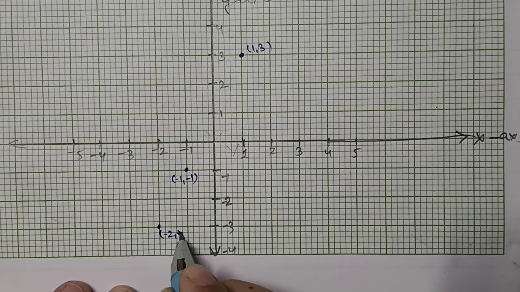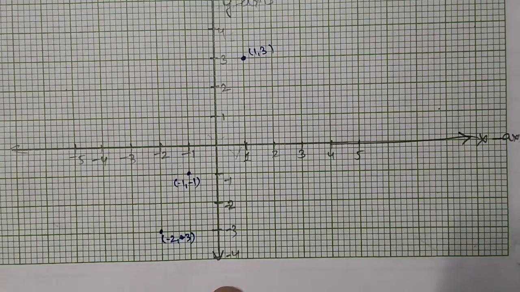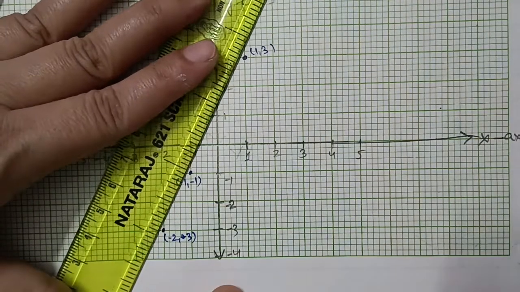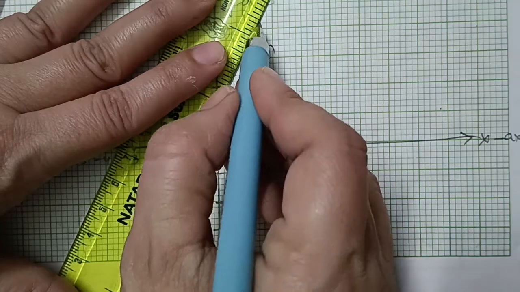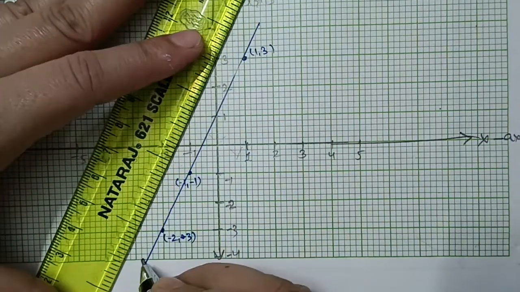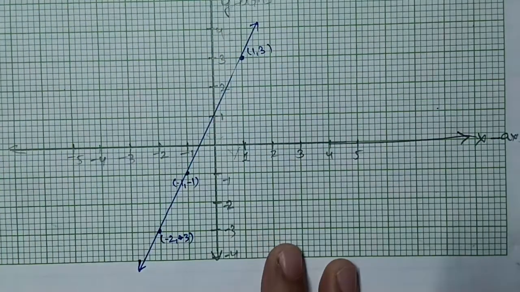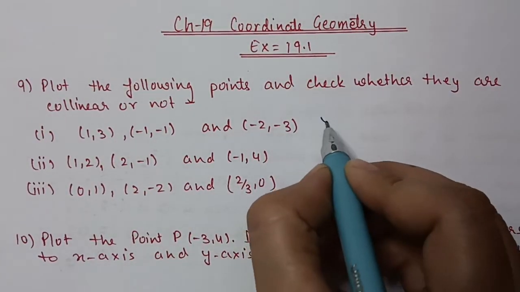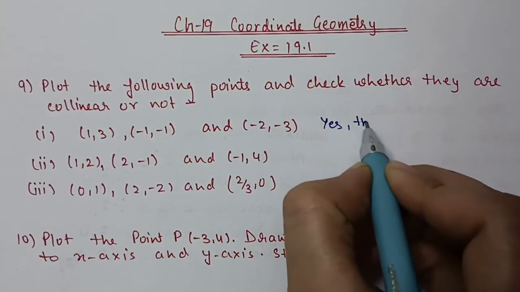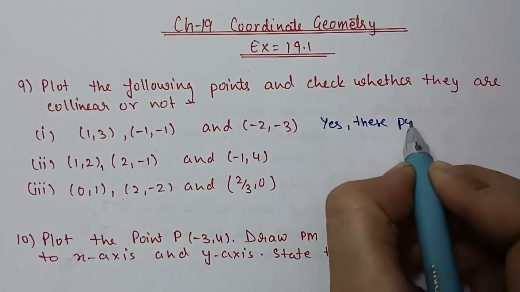Now we will check whether these points are coming on a straight line or not. So keep your scale and check whether we are able to draw one single line or not. So you can see here we are able to draw one single line. So yes, these 3 points are collinear. So first case we have to write yes, these points are collinear.